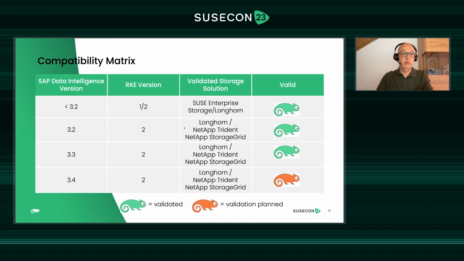Finally, I will give you a short overview of a compatibility matrix. So SAP Data Intelligence version versus RKE version and validation state is depicted in this matrix. The most current version is at the moment SAP Data Intelligence 3.3, which is running on RKE version 2 and is validated with Longhorn, NetApp Trident, NetApp StorageGRID as storage providers for persisting the data.